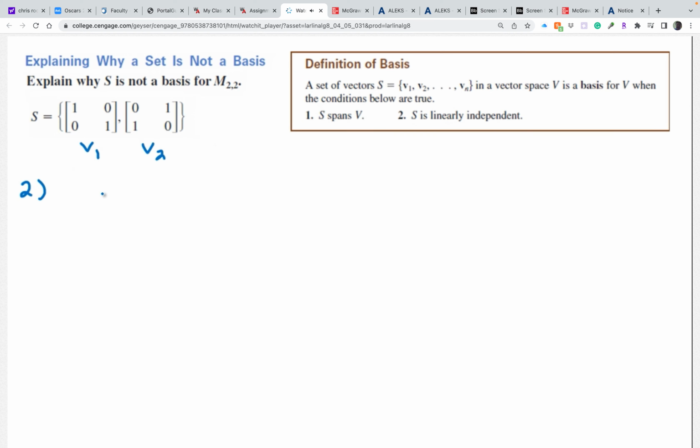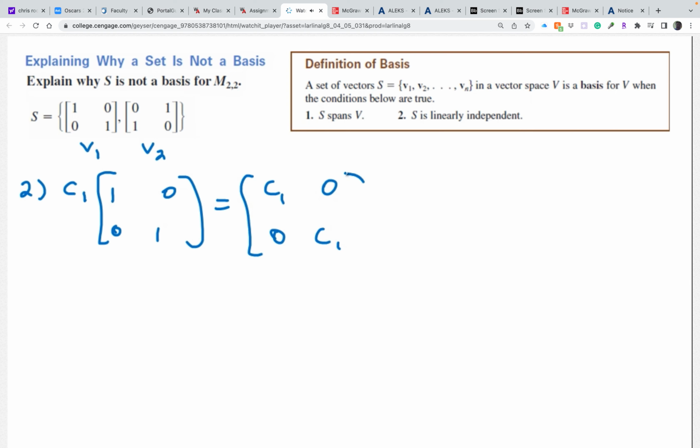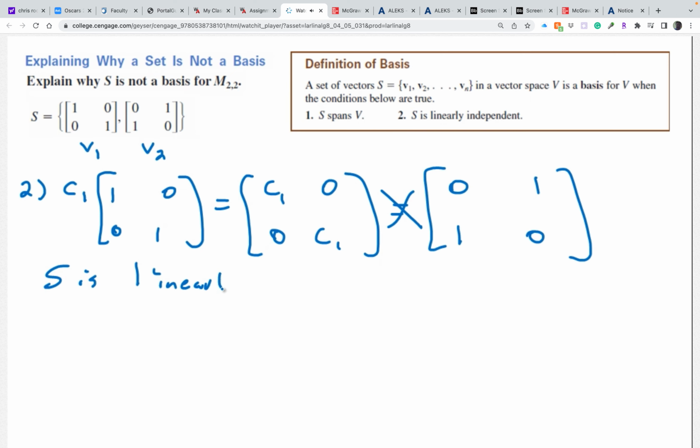So we'll first take a look at the second condition. We can see that there's no way to take a constant C sub 1 and multiply it by the first vector to get the second vector, because we'll get C sub 1 and 0 in the first row and 0 and C sub 1 in the second row. And if we set that equal to the second matrix, 0 and 1 in the first row and 1 and 0 in the second row, we get something that's not possible. So this means that S is linearly independent. So one vector or matrix is not a constant multiple of the other.